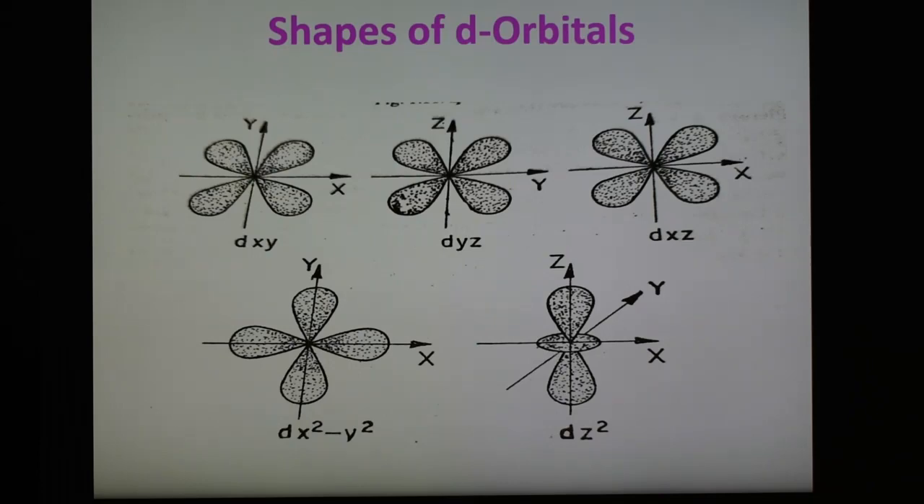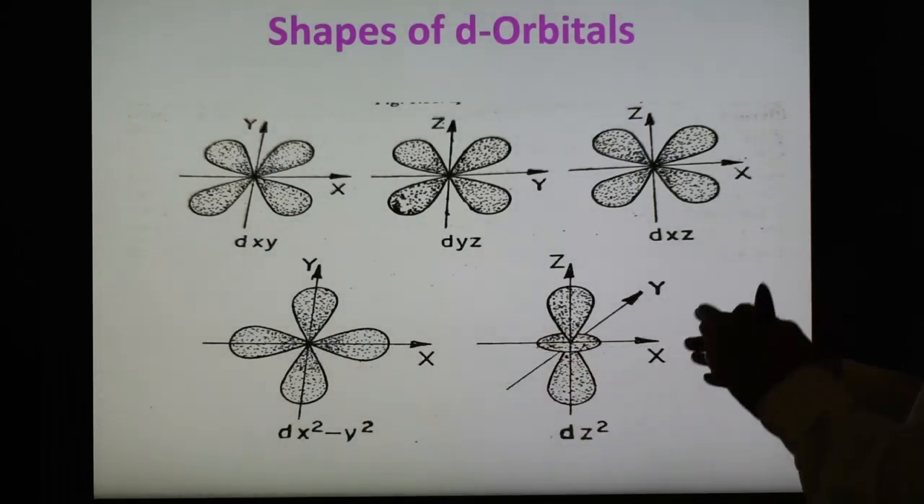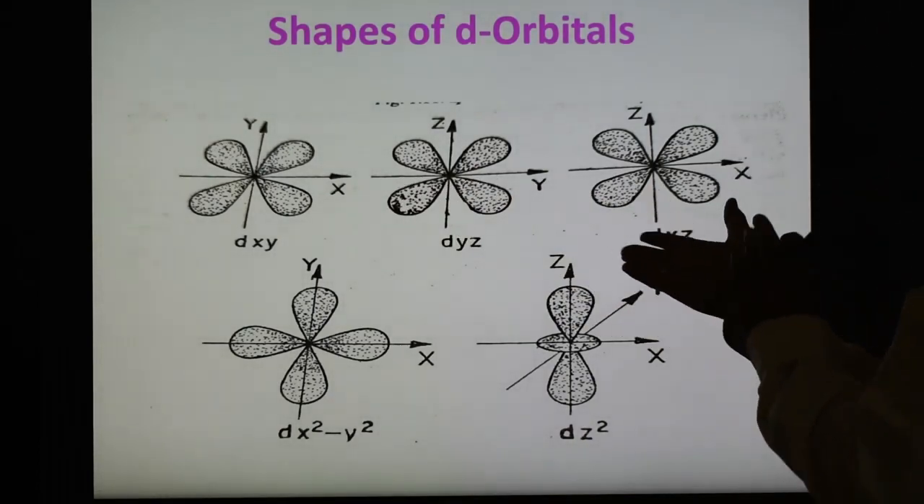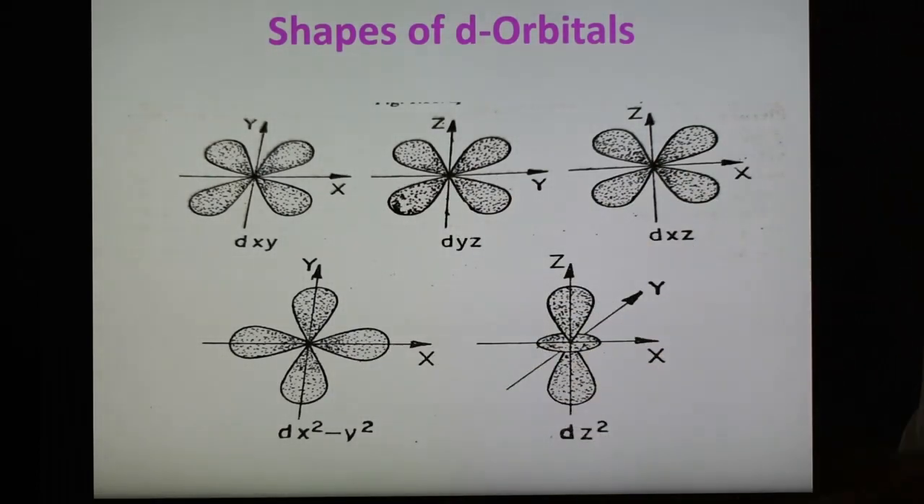So the first 3 orbitals are equal and the last 2 orbitals are equal. In the case of these 3 orbitals, the lobes are present between the axes. In the case of these 2 orbitals, the lobes are present along the axes. So there are 5 d orbitals, and all the 5 d orbitals are equal in energy, only they differ in their orientations. So the shape may be considered as double dumbbell or a complicated shape. The shape of the s orbital is spherical, the shape of the p orbital is dumbbell, and the shape of the d orbital is complicated or double dumbbell shape.